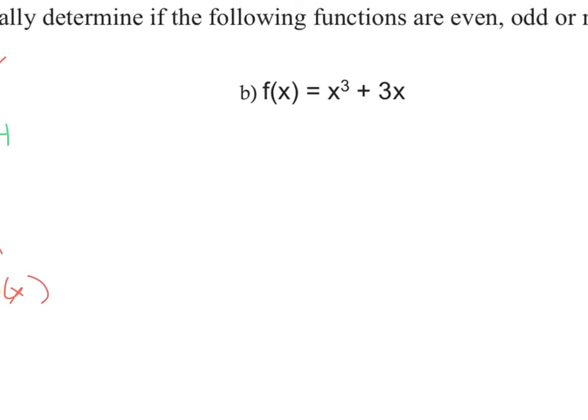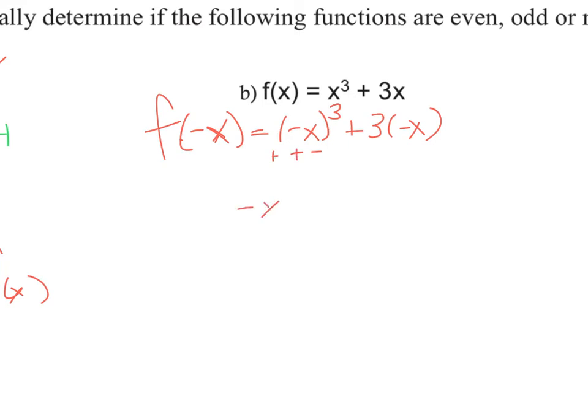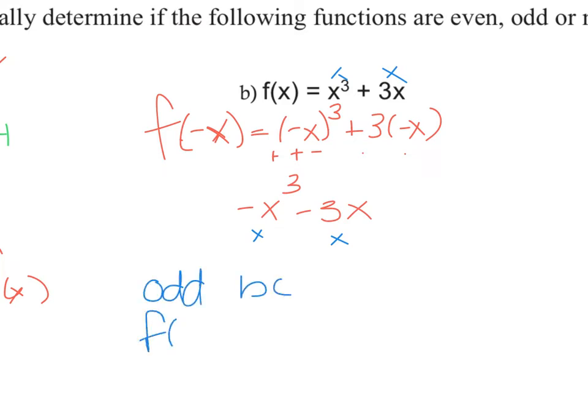Same thing with the next one. I'm going to plug in -x wherever I see an x. Now this is 3 negatives. These 2 negatives cancel, leaving 1 negative, so this ultimately becomes -x cubed, and a positive times a negative becomes -3x. Now looking at this, it doesn't match the first one, and it doesn't match the second one either. So because they're both opposite, I'm going to say that this function is odd, because when I negate x, it's equal to the opposite of my original function. Or you could just say that all the signs are opposite of the original.